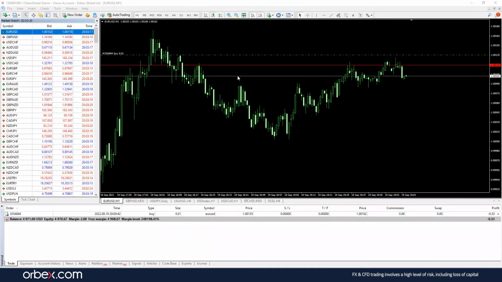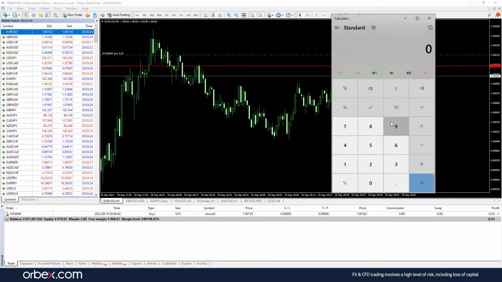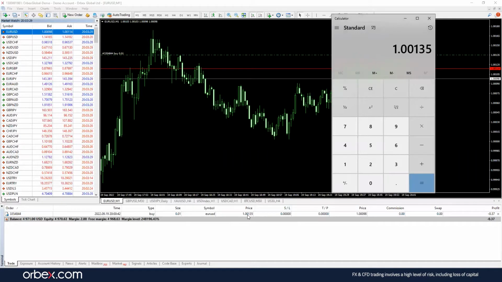It's always handy and trusty to have a calculator at hand. So the price at the moment is 1.00135, which is the price I opened it at. Then we need to multiply it by the size of the trade. Now, this is a 0.01.